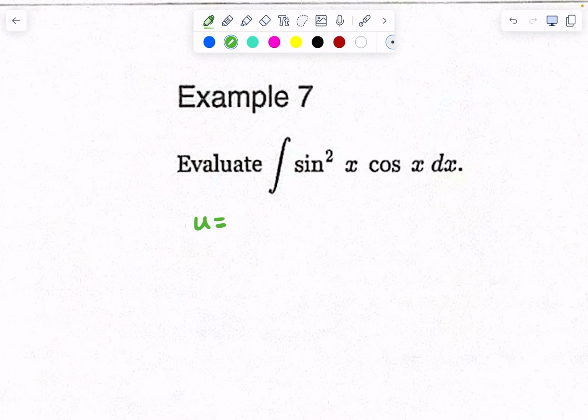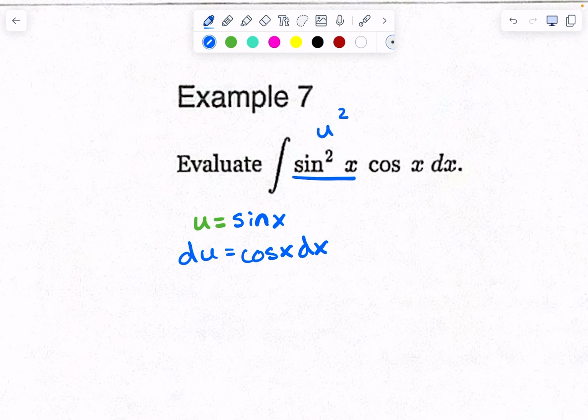Let's do this. Let's say u is sine of x, just sine of x, not sine squared of x. What's du? What's the derivative of sine? Cosine, right? Cosine x dx. Then when we substitute, you can put the cosine out in front, and then u squared. The cosines go away, right?